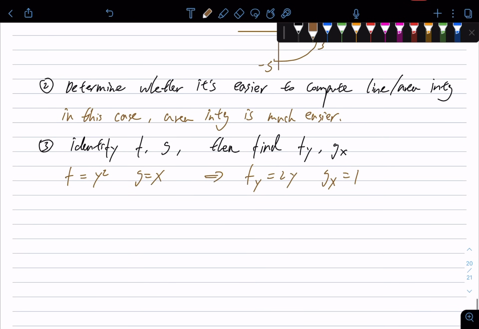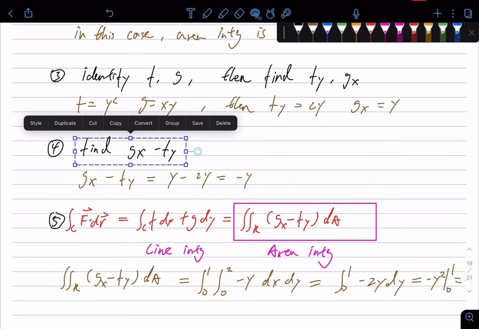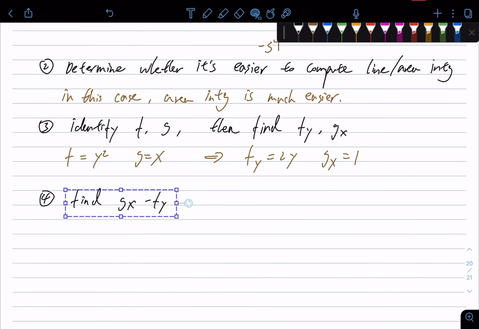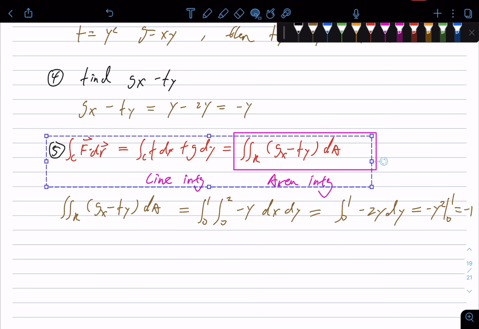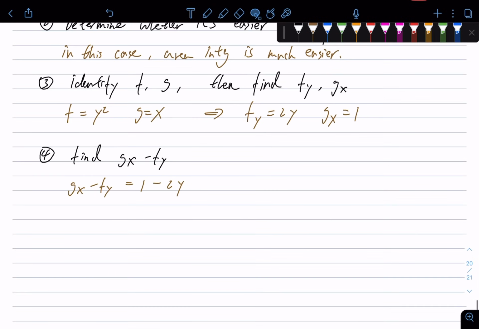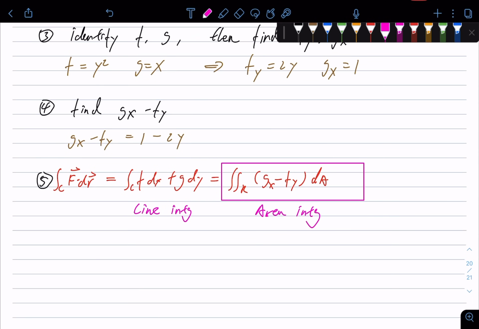And then step number 4, we're going to find gx minus fy. So gx minus fy equals 1 minus 2y. And then finally, we're going to compute this area integral again, same thing as question number 13. In this case, we will use polar integration.